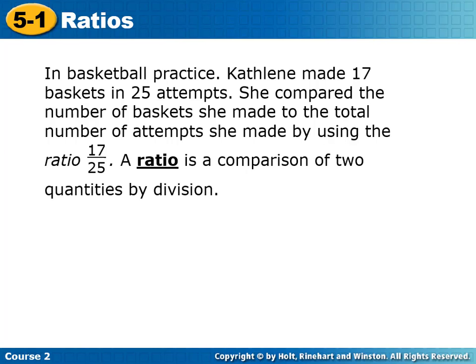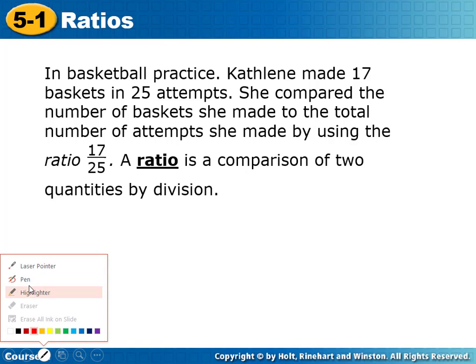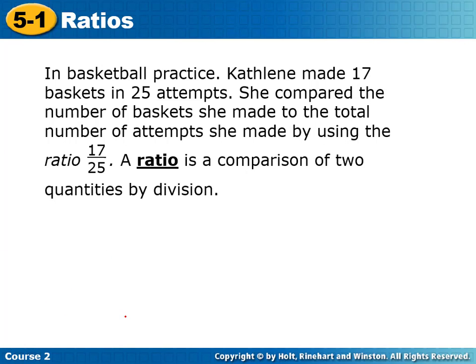Okay, in basketball practice, Kathleen made 17 baskets in 25 attempts. She compared the number of baskets she made to the total number of attempts she made by using the ratio of 17 over 25. A ratio is a comparison of two quantities by division, a very important definition. A comparison of two quantities by division.